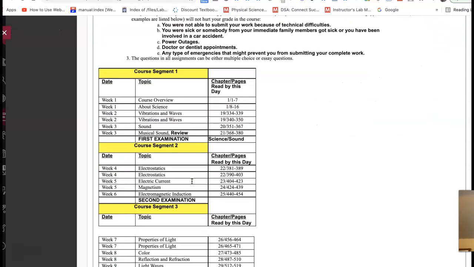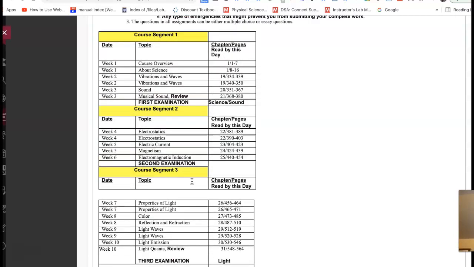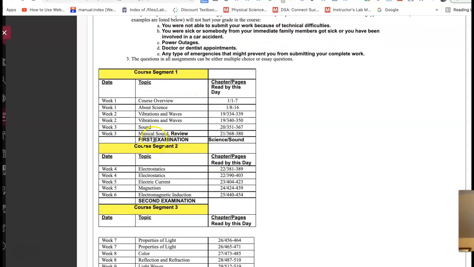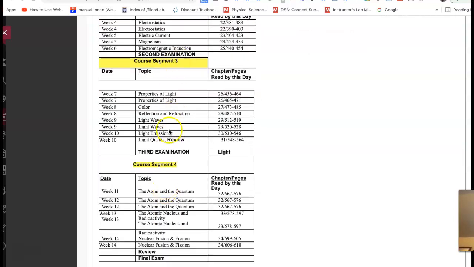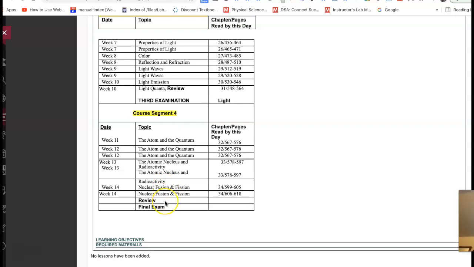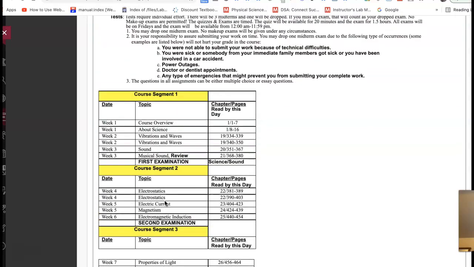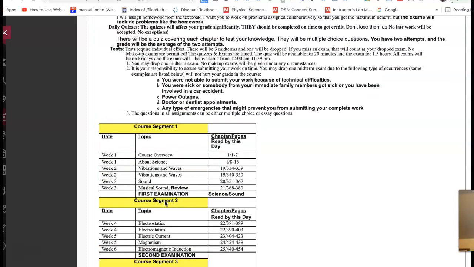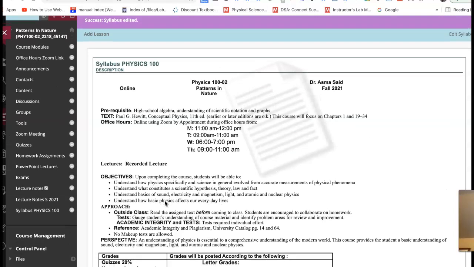Now, these are the course segments. I divided it into 4. We are going to have a first examination, second examination, third examination. One of these is going to be dropped, and we are going to have a final exam. And these are the chapters, and these are even the pages for the textbook.